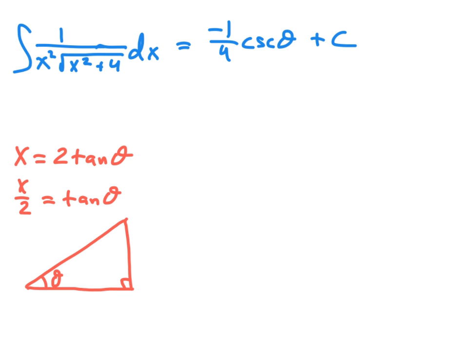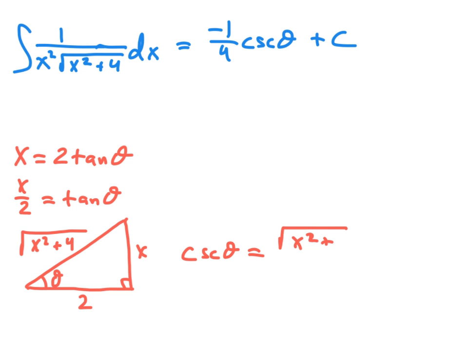We want the tangent to be x/2, so the opposite side should be x, the adjacent side should be 2, and our hypotenuse is going to be the square root of x² plus 4, which we can find by using the Pythagorean theorem. And from this, we can find that the cosecant of theta is going to be the hypotenuse, square root of x² plus 4, divided by the opposite side, which is x. So cosecant theta will be the square root of x² plus 4 all over x.